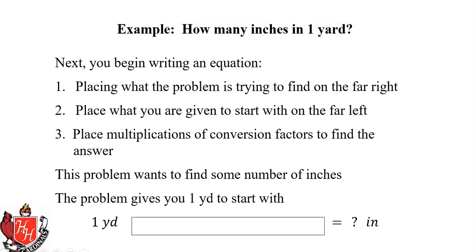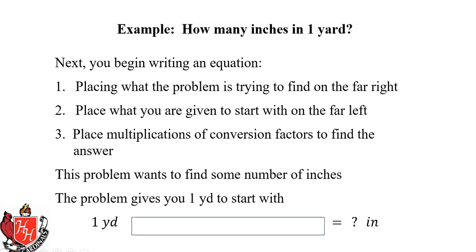Okay, so how many inches in 1 yard? So you begin by writing an equation and you place what the problem is trying to find way over on the far right. And I would do that as far on the right-hand side of the paper as you can. And then you place what you're given to start with. In this case, it would be 1 yard. So we're trying to find inches, and we're given 1 yard to start with. You place that on the far left. What you're doing is you're creating an equation, and you're going to fit those conversion ratios in between to lead you from the left side over to the right side.